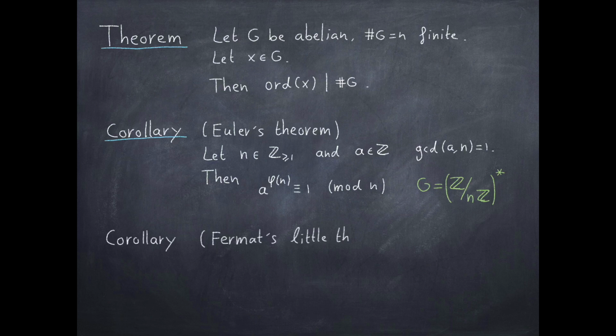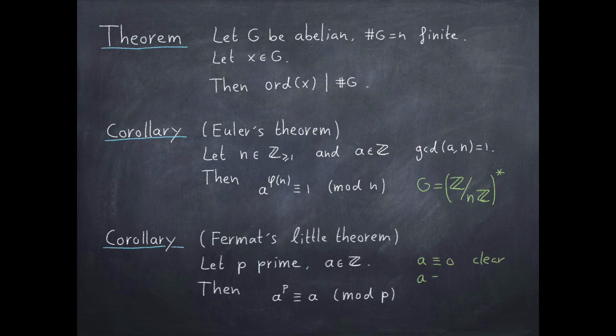If we specialize even further and take n to be a prime p, then we obtain Fermat's little theorem. Let p be a prime and a be an integer, then a raised to the power p is equivalent to a modulo p. If a is a multiple of p, then this is obvious. If a is not a multiple of p, then we can use Euler's theorem to show that a to the power p minus 1 is equivalent to 1 modulo p. Multiplying on both sides by a, we get a to the power p is equivalent to a mod p.